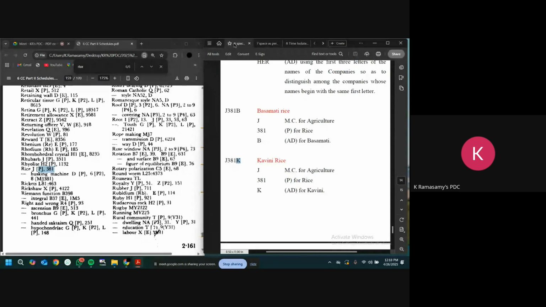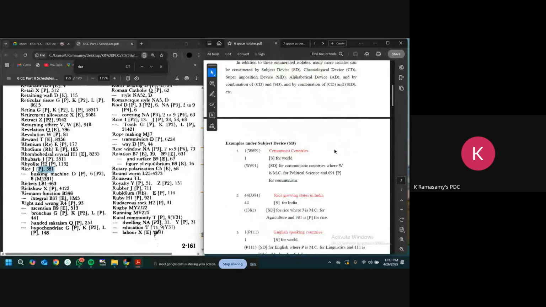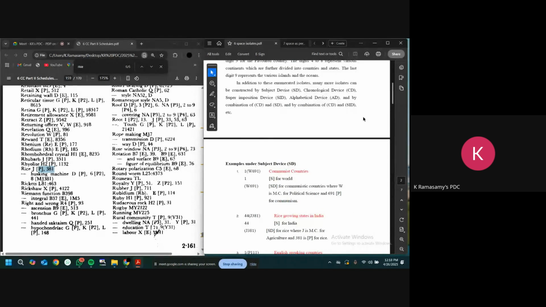Okay, yes, fine. Now, with this background, I'll go for space isolates. See, space isolates are isolates which are common to all the main classes. You can take a number from space isolates and add it to any main class. And these space isolates are given in 2 levels.